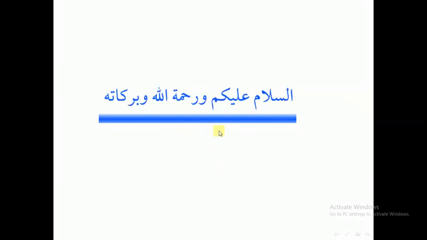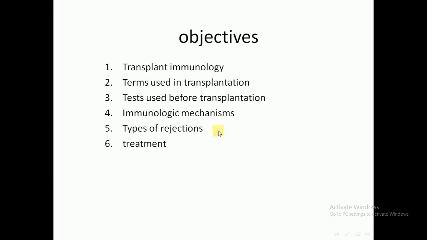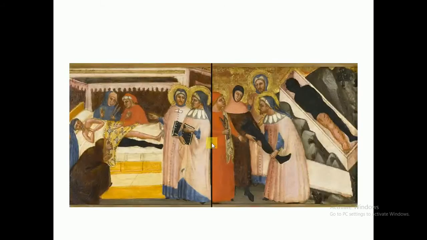Bismillah ar-Rahman ar-Rahim. The title of our lecture is Transplantation, and this includes transplant immunology, terms used in transplantation, tests used before transplantation, immunologic mechanisms, types of rejection, and treatment.